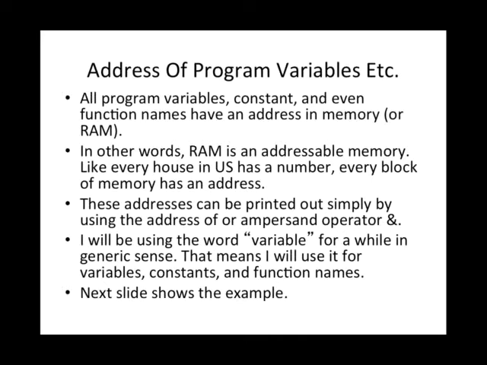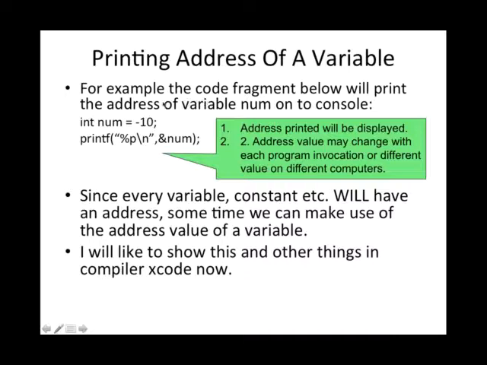And in this video, I'll be using the word variable in a generic sense. I'm going to be using it for variable, constant, and function names. And this next slide shows the example. So here's the example. Let's say I have a variable num equal to -10, and I want to print its address, meaning the memory location of its first byte where it's stored. So we can do something like this: printf %p for the pointer, \n, that's for line feed, ampersand num.